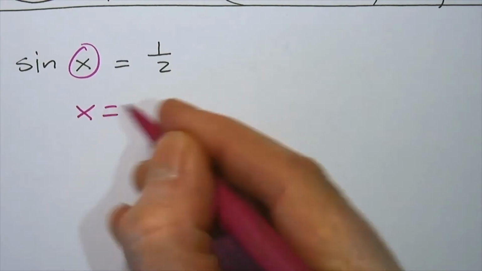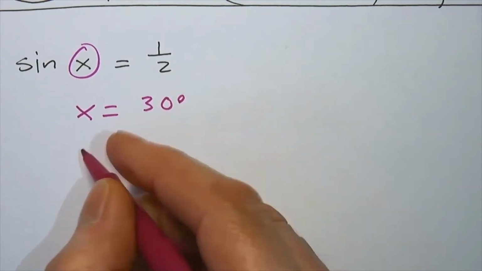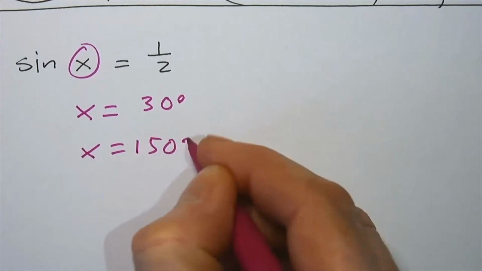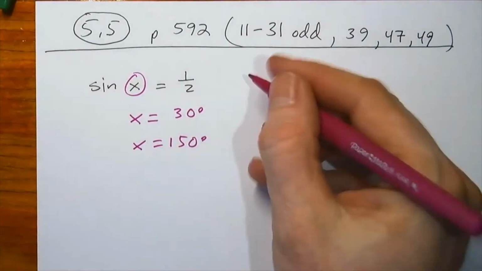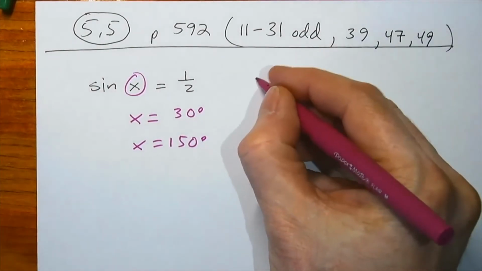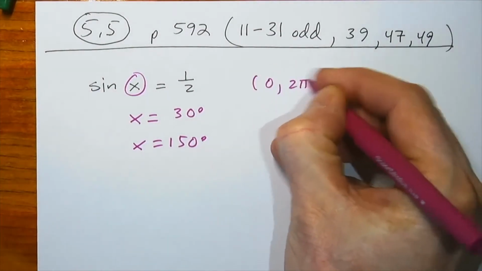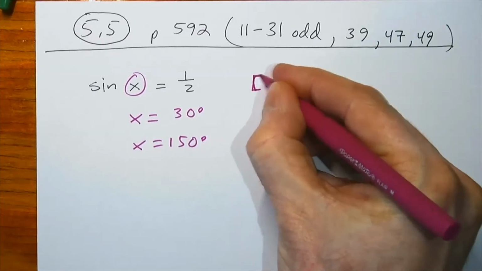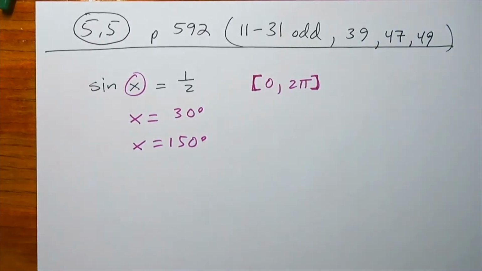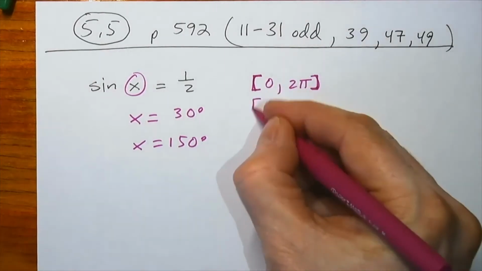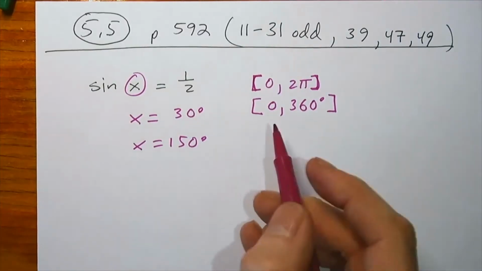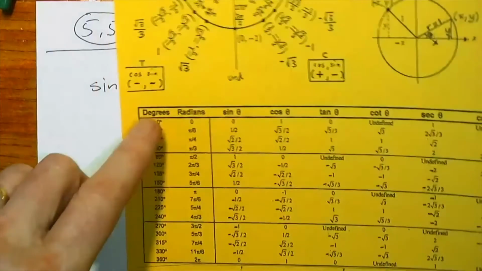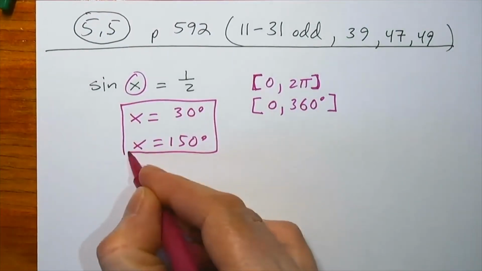So I'm going to say x is 30 degrees, and x is 150 degrees, but you're not quite done because some of the questions will say, find all the answers from 0 to 2 pi. They might put a bracket and say 0 to 2 pi if I did radians, or if I'm doing degrees, they'll say 0 to 360. So if they say name all the angles from 0 to 360, well, I did. Here's from 0 to 360. These are the only answers, and I would be done.